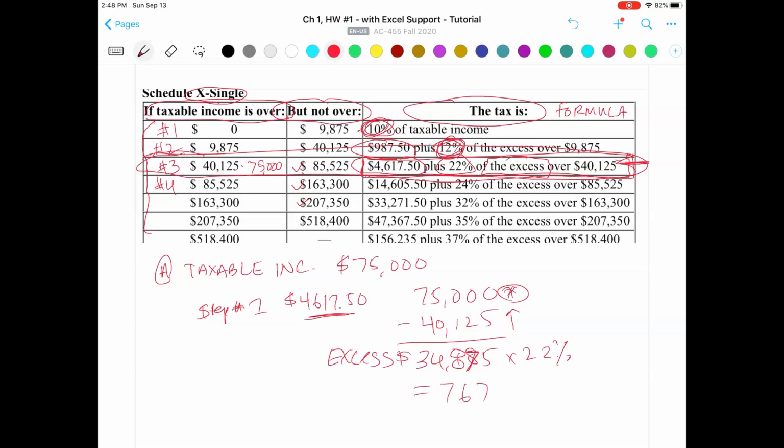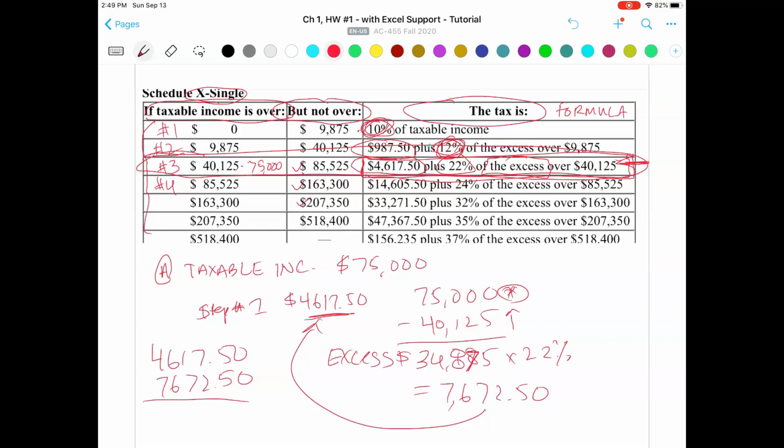This equals 7,672.5, so $7,672.50. All right. Now what we want to do is we want to add it to this initial amount here. So $4,617.50 plus $7,672.50. Again, feel free to just pull out your calculator for this.